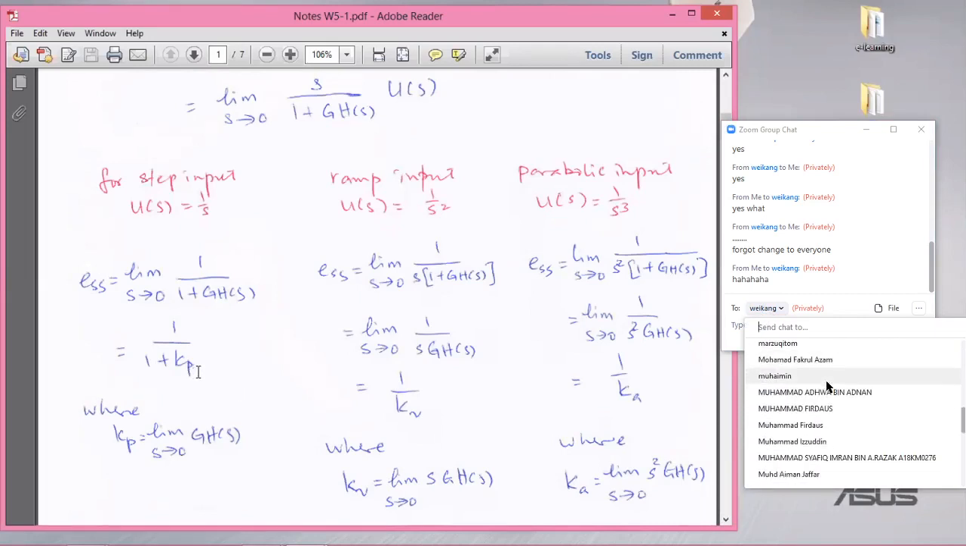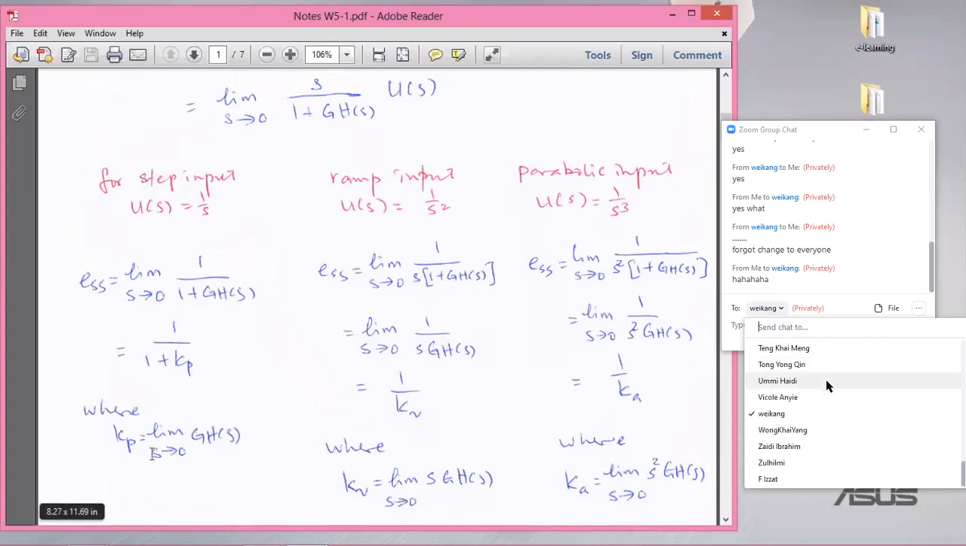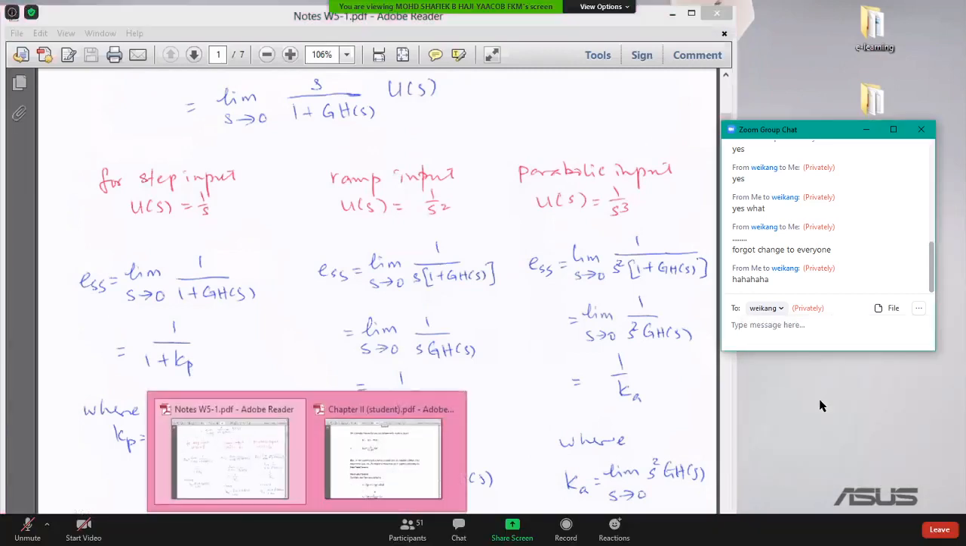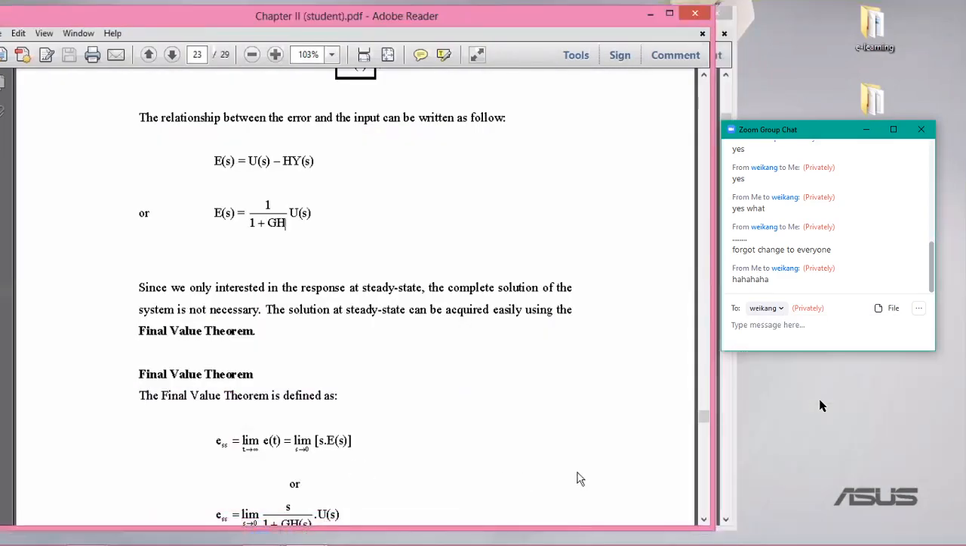Kp is the displacement error constant. Is it Kp or Kd? What the hell is this? Let me double check. No wonder I was confused.